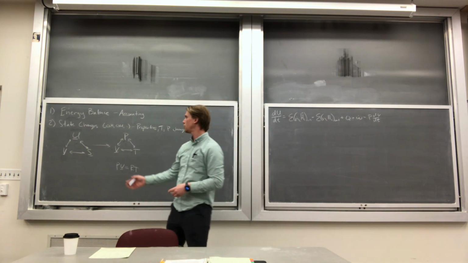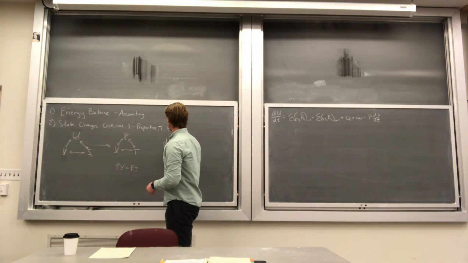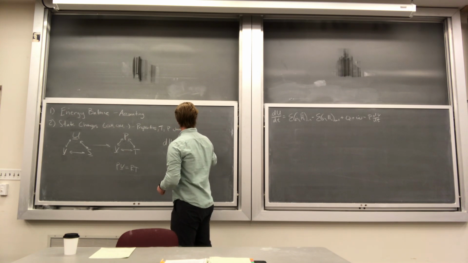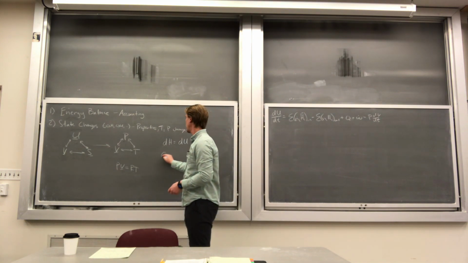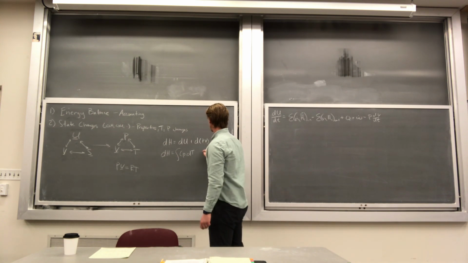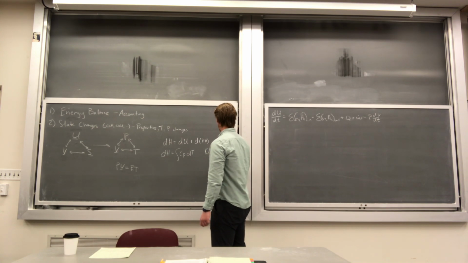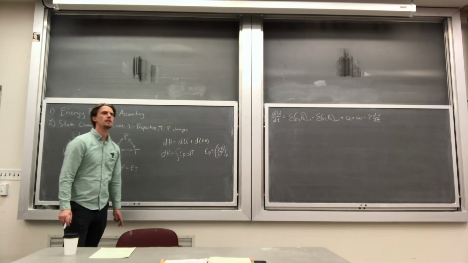And then that leads us to the state changes, right? Where we can say that the rate of change of enthalpy is the rate of change of internal energy plus the rate of change of the PV. We can also write that dH is equal to the integral of C sub P dT, because heat capacity is defined as how the enthalpy changes as a function of temperature at constant pressure. Right? So this is not some sort of fancy mystic art.